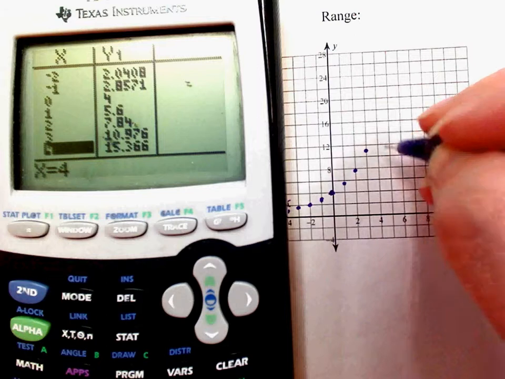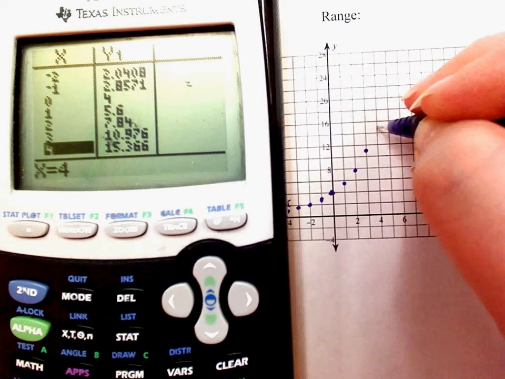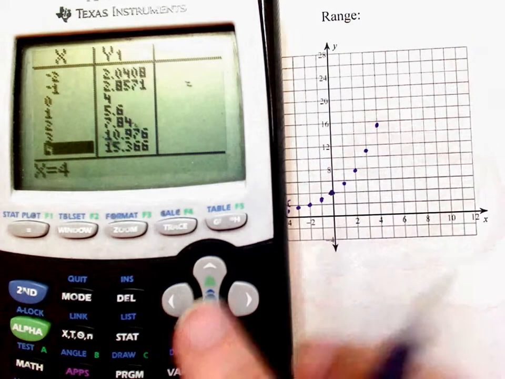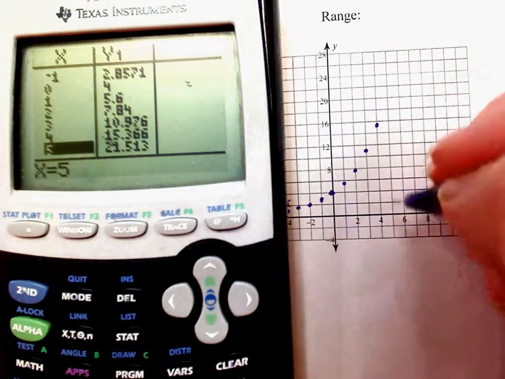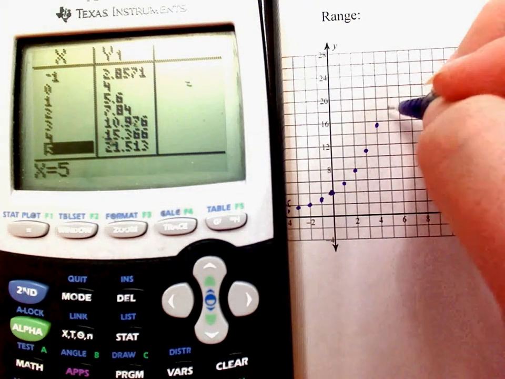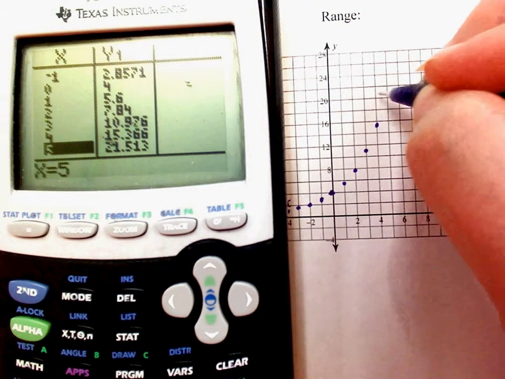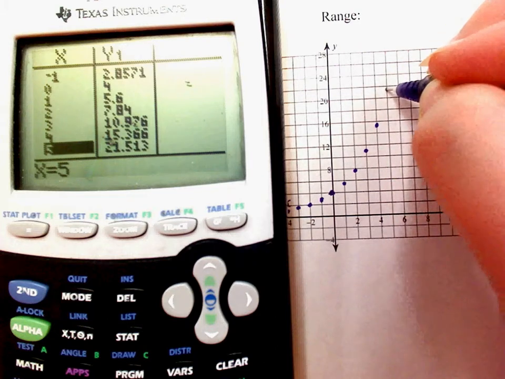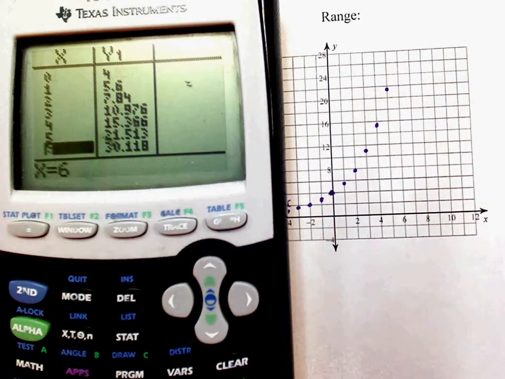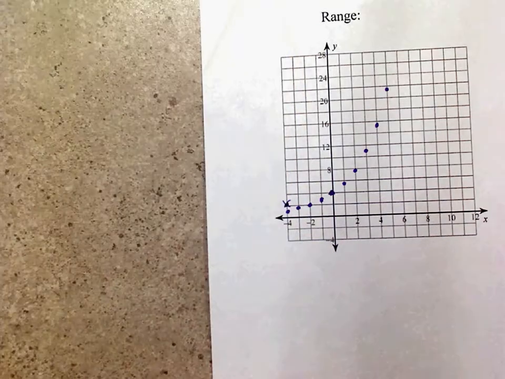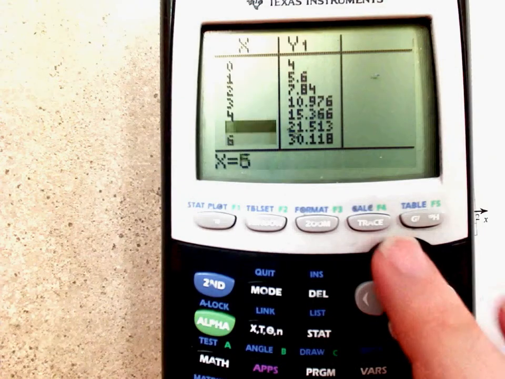15.36, so 5. 5 is what? 21.5? And is that as far as I can graph? Okay. Quick question. Where is the function going as you go to the left? What is the y value going to? 0? Is it ever going to hit it?